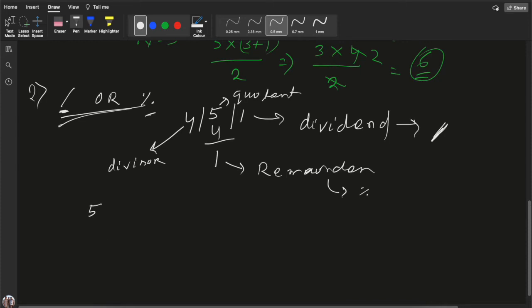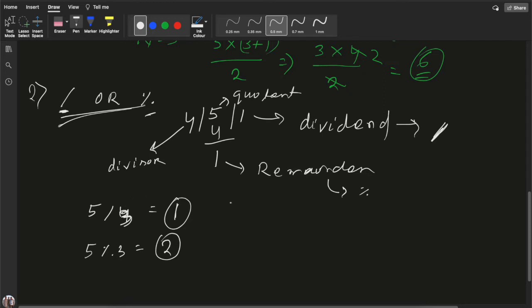So 5 divided by 4, it means I'll get 1. Okay, let me take 3 this one. I'll get quotient as 1. But for 5 modulo 3, I'll get 2. This will be the remainder. Okay, you understood?